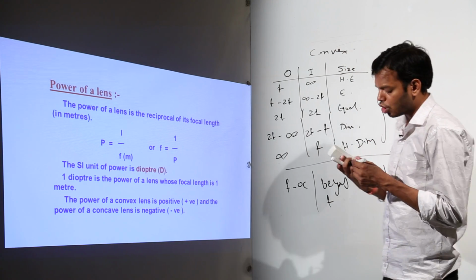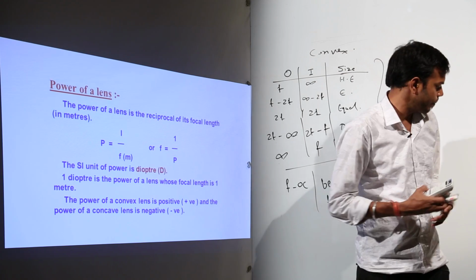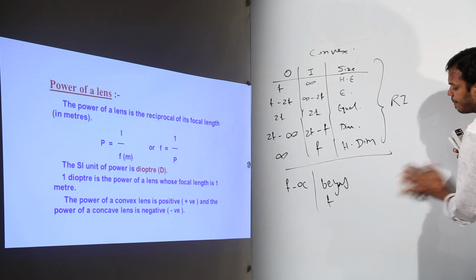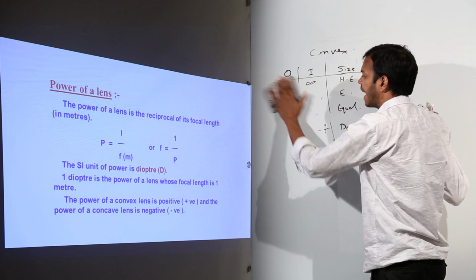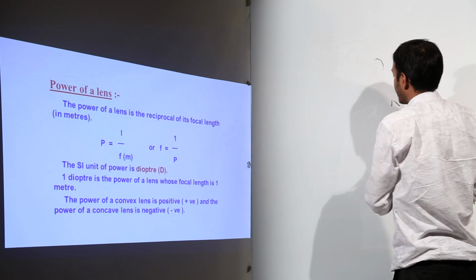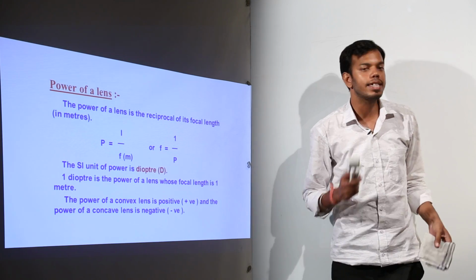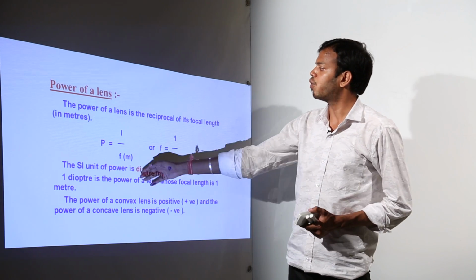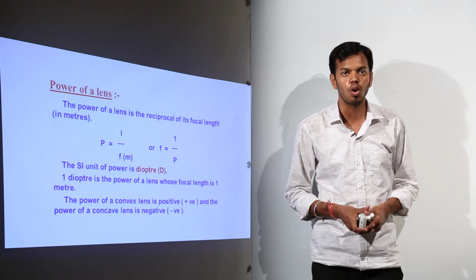Now, the last topic in this chapter is called power of a lens. What do we mean by power? See, power is something which defines how much resolution this lens can bring, or how enlarged it can show us an object. So all these things are related with the power, and power has a very simple formula which you must have already seen. That power is 1 upon focal length. So power of a lens is defined as the reciprocal of focal length.